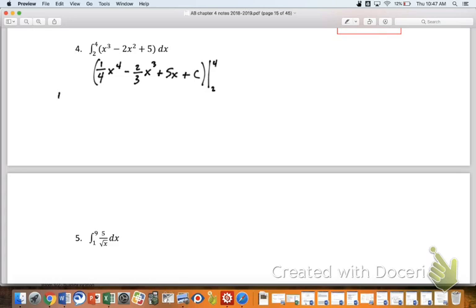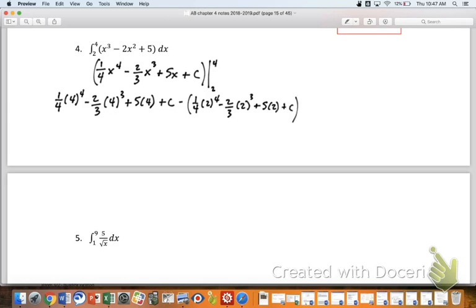So this would be 1/4 times 4 to the 4th minus 2/3 times 4 cubed plus 5 times 4 plus c, minus, parentheses, 1/4 times 2 to the 4th minus 2/3 times 2 cubed plus 5 times 2 plus c. Make sense? So to answer Marguerite's question at this point, can you see what's going to happen with the c's? They're going to subtract out, right?